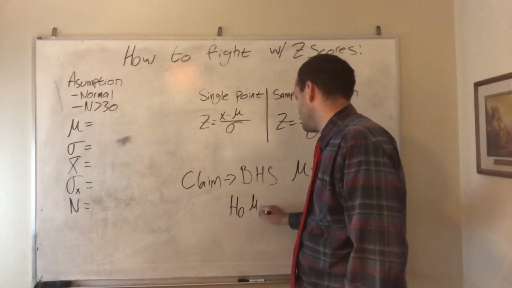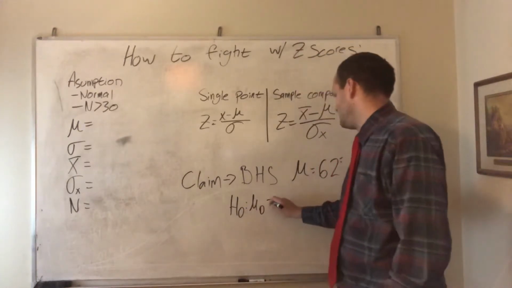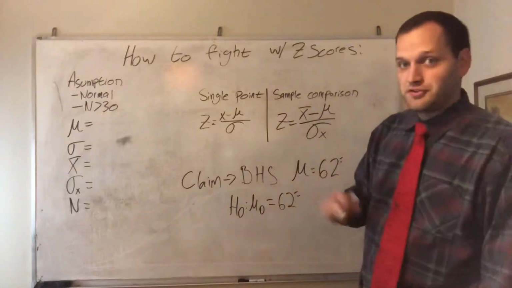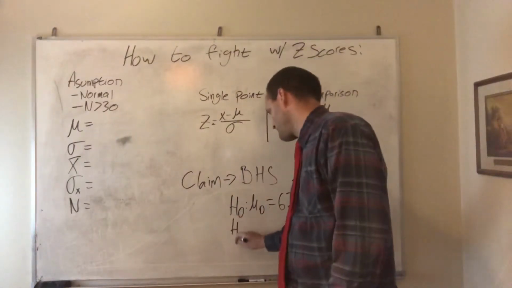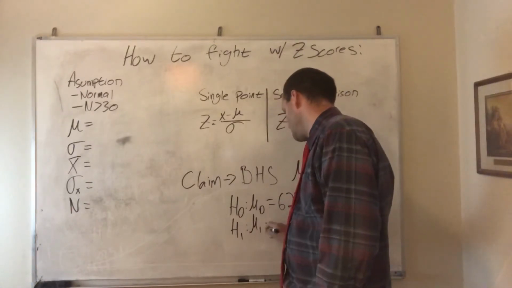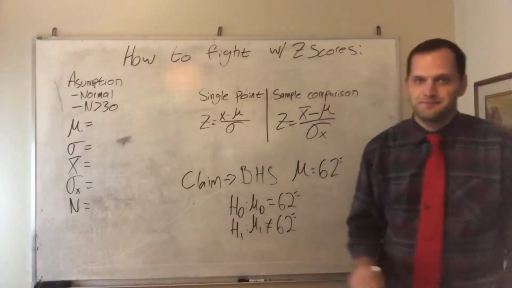Mu naught is equal to 62 inches. So the alternative hypothesis today is mu of 1 does not equal 62 inches. Okay?